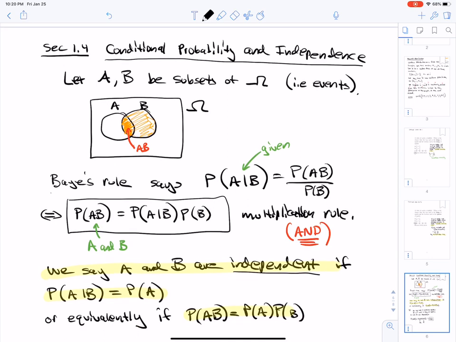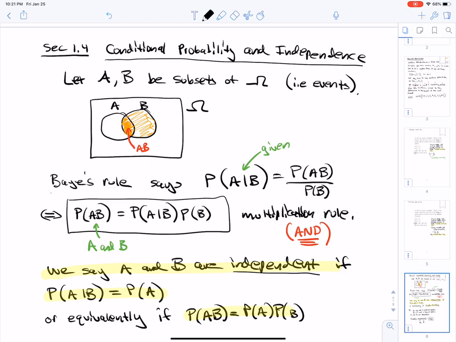So we're on to section 1.4, conditional probability and independence. Conditional probability is the probability of A given B. So we write this vertical line and we say given. What it does is it restricts the outcome space from omega to B, because we know that B is true.